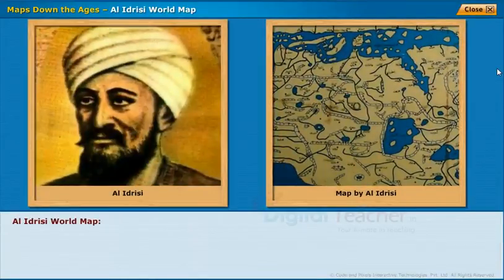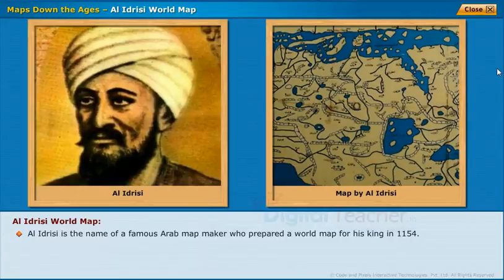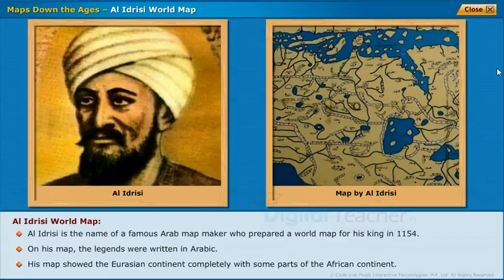Al-Idrisi World Map. Al-Idrisi is the name of a famous Arab map maker who prepared a world map for his king in 1154. On his map, the legends were written in Arabic. His map showed the Eurasian continent completely with some parts of the African continent.